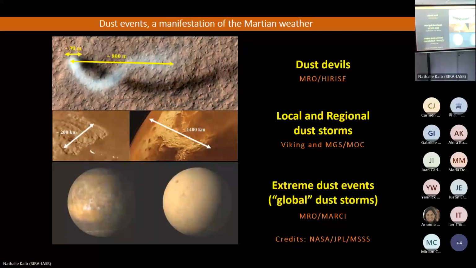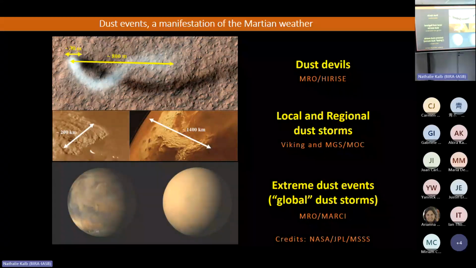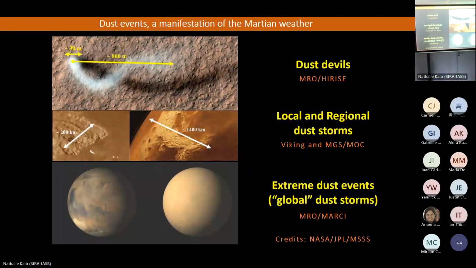Now, that was an introduction about Martian weather. Dust storms, the dust events in general, are probably the most obvious manifestation of Martian weather. So we try to categorize these dust events in four groups. The very small scale ones, like dust devils, with scales between tens and hundreds of meters. Then local storms with fronts of 100 kilometers. Then we go upscale to regional storms, with fronts of 1,000 kilometers, up to the planetary scale.